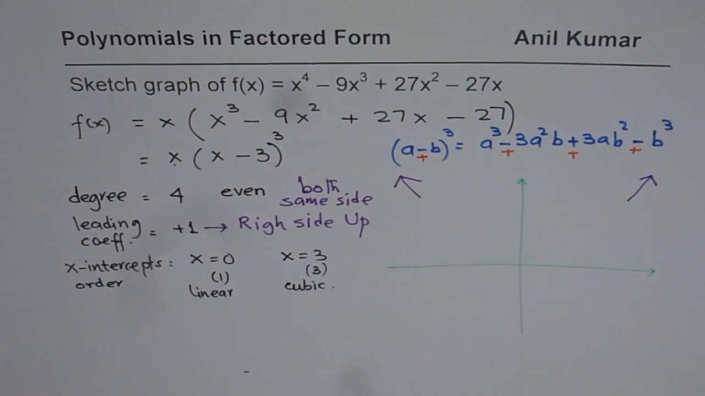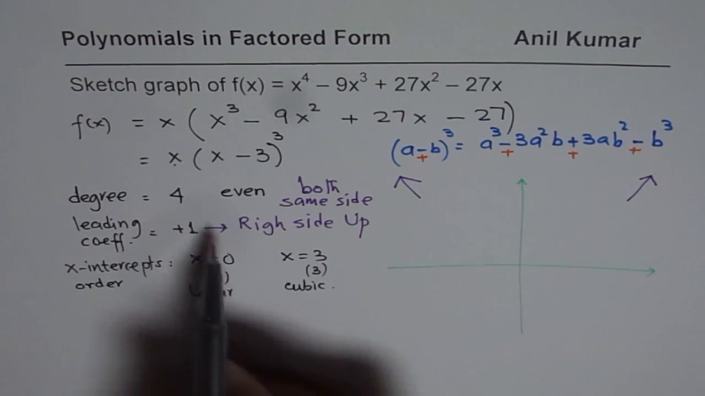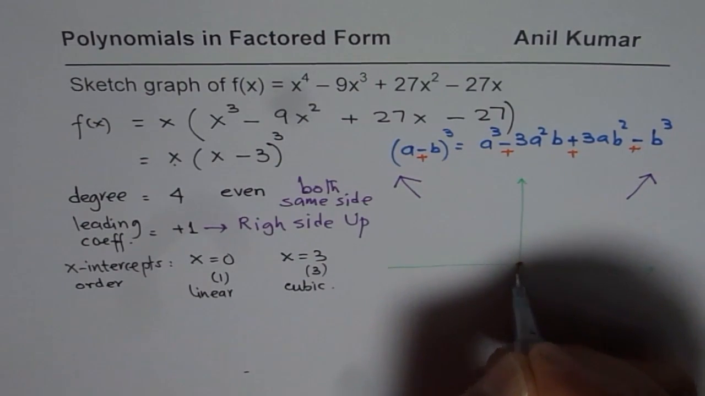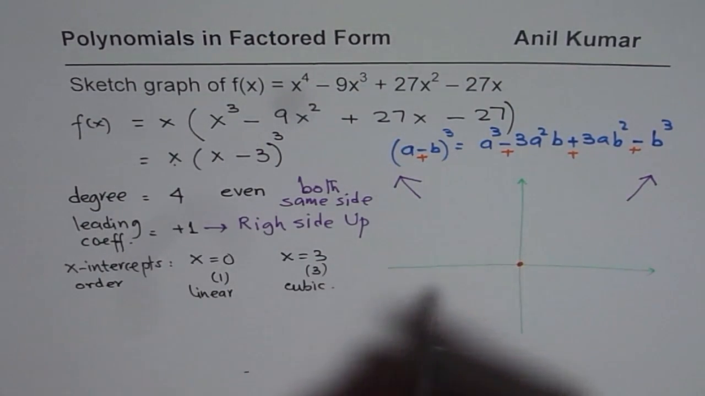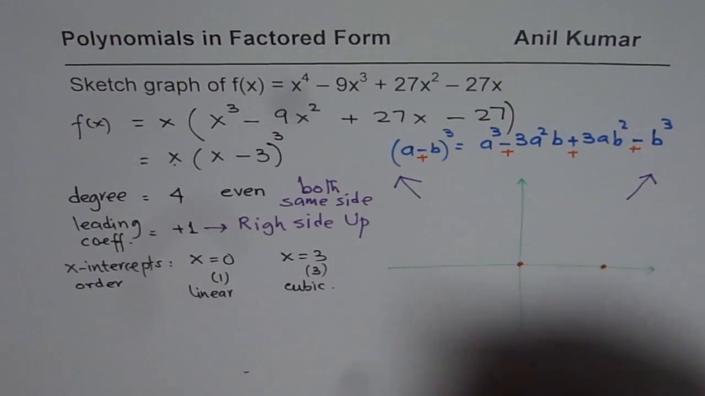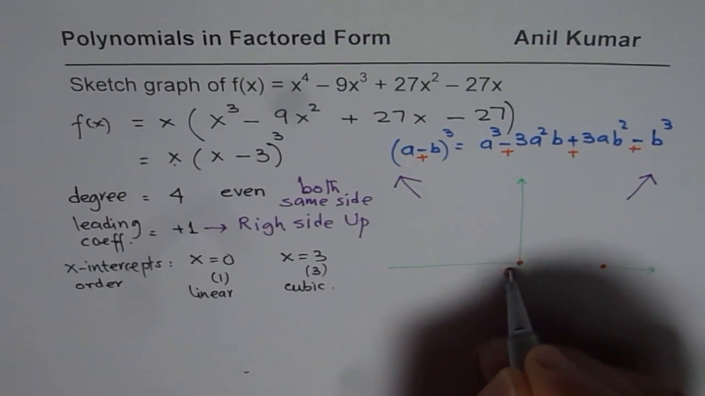That really means that at the x-intercept x equals 3, graph will turn like a cube. The x-axis is going to be a horizontal asymptote, and the graph is going to cross the x-axis. I'll explain to you when we sketch this, right? Let me first mark these zeros. One of the zeros is at 0 itself. The other one is at plus 3. Let us say this is 3 for us, okay? So this is 0 for us and this is 3.